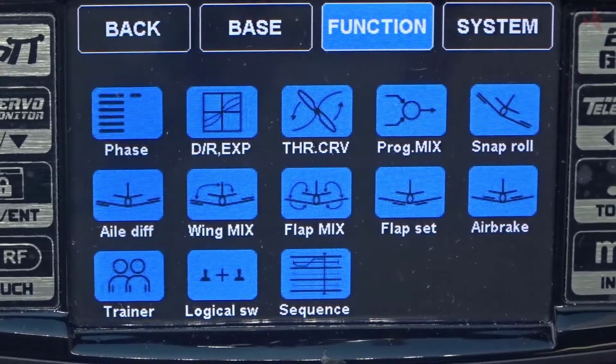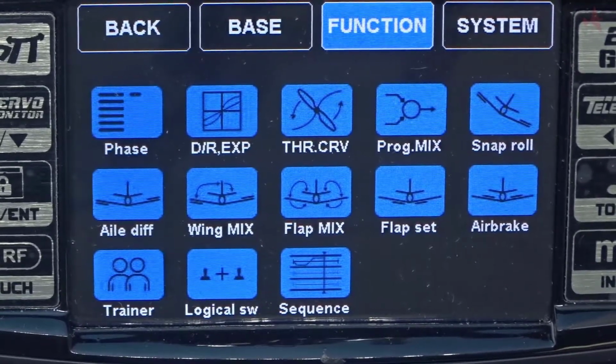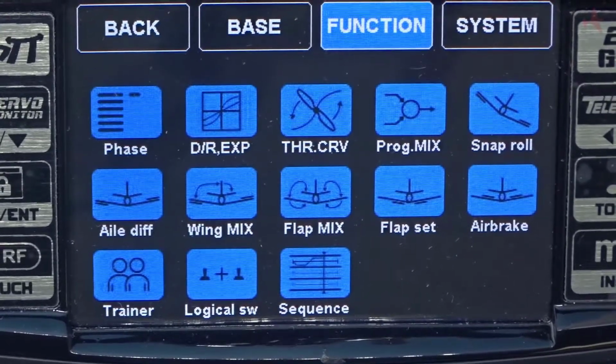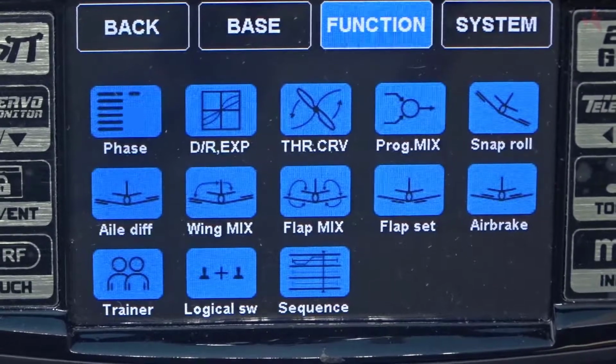One of them I'll show you on this screen, the flap mix screen. You see it right there in the middle. It shows because we selected 2 ailerons. I'm going to go back and change that configuration.